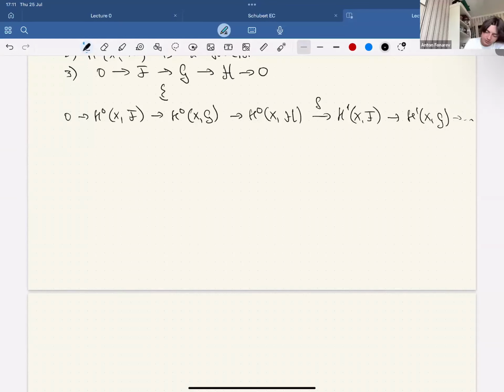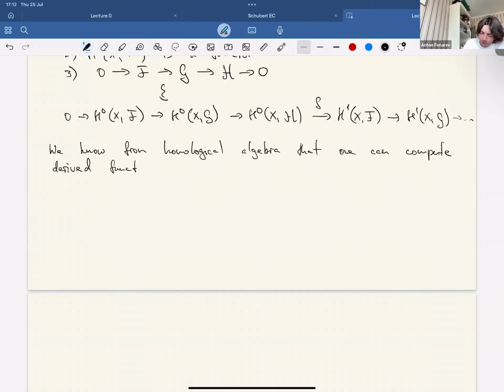However, in homological algebra, so we already know from homological algebra that one can compute these derived functors using what we call acyclic objects.